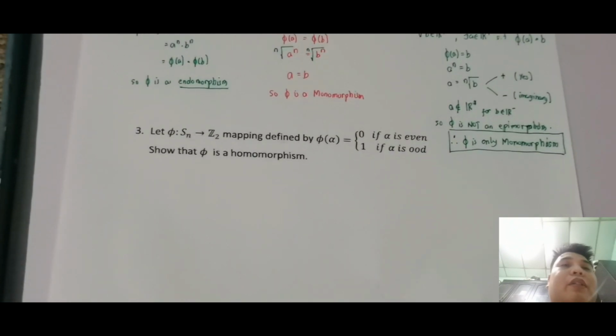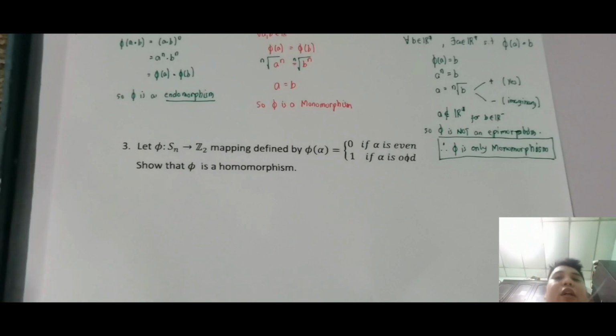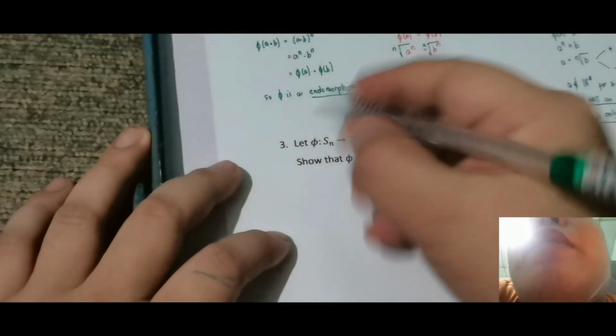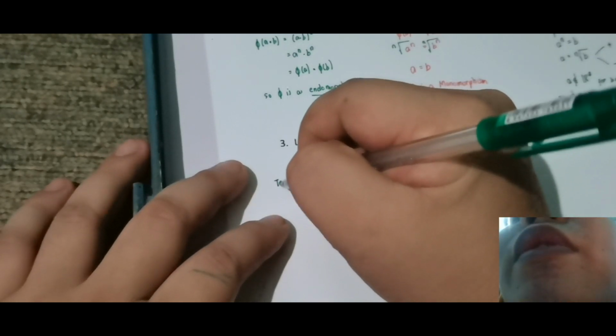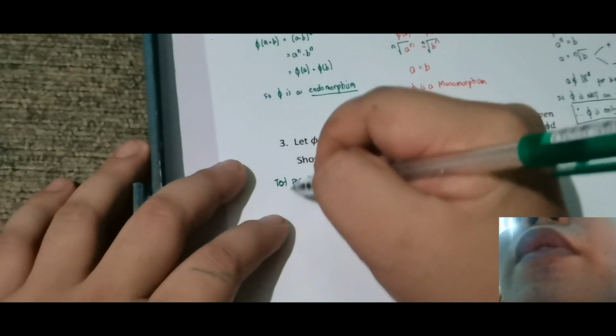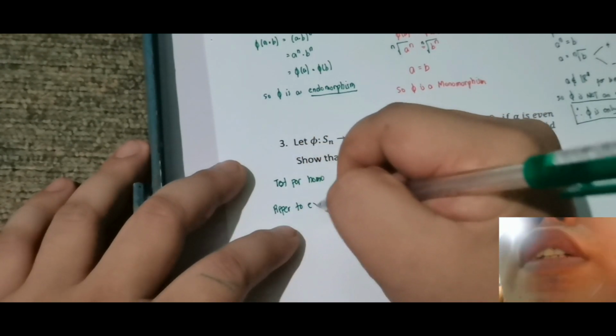Okay, so lastly, we have let P be equal to S sub n going to C sub 2 mapping defined by P of alpha is equal to 0 if alpha is even and 1 if alpha is odd. Copy paste ko lang talaga. Obvious, di ba? So, show natin na siya ay homo. Refer to the example na lang. Test for mono. Test for homo. Refer to example number 1 to example number 3.